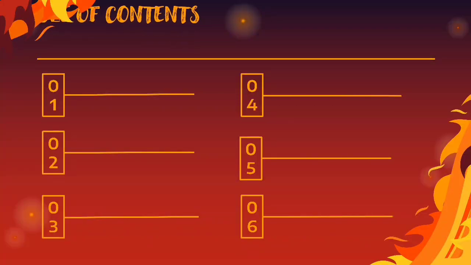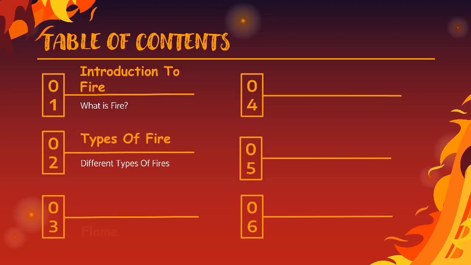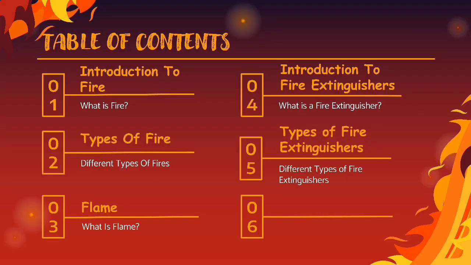Table of contents. First, what is fire? Second, different types of fires. Third, what is flame? Fourth, what is a fire extinguisher? Fifth, different types of fire extinguishers. Sixth, key takeaways.